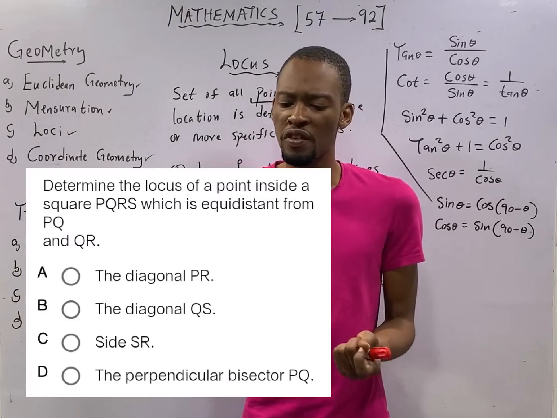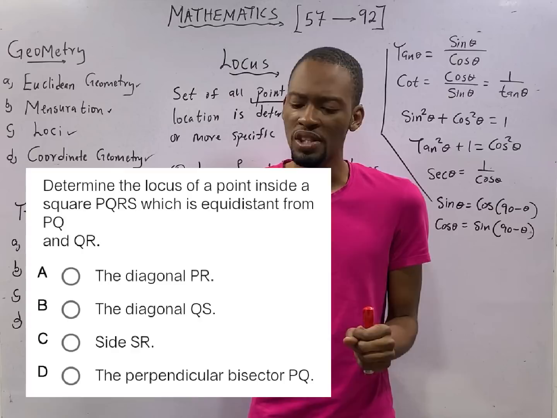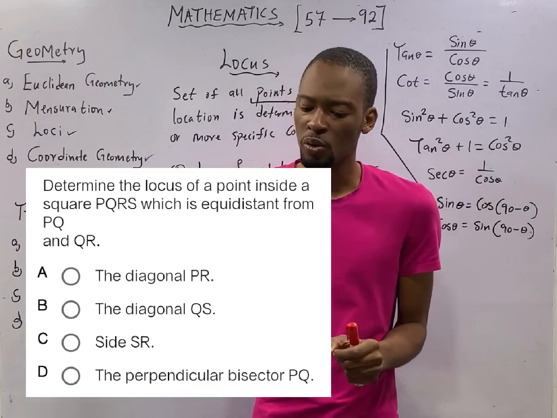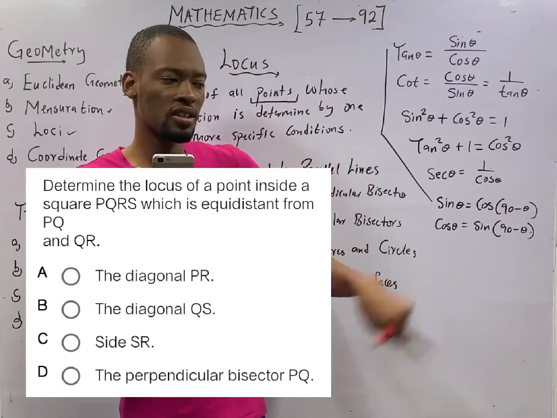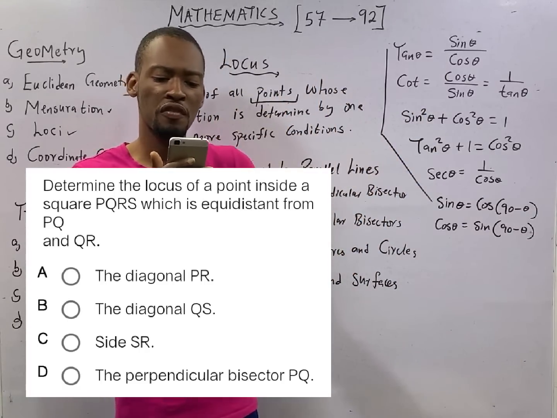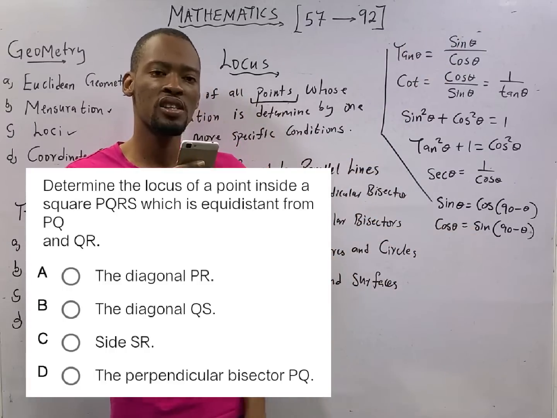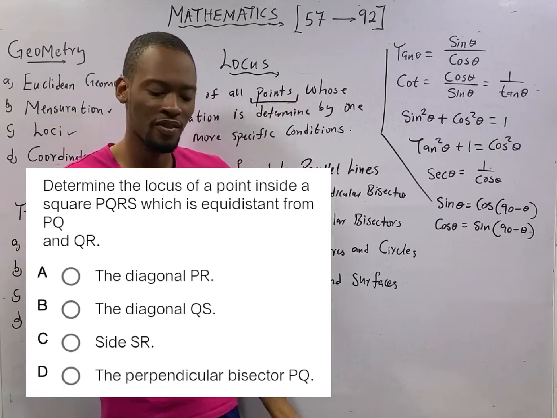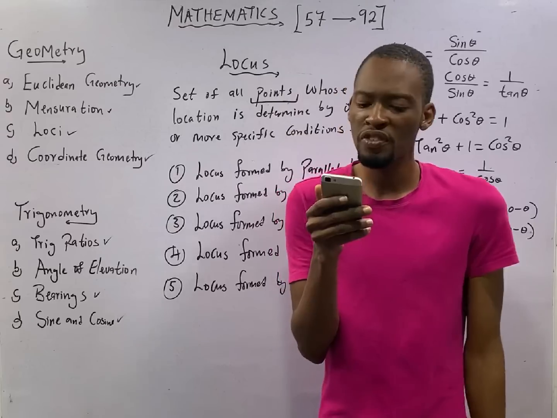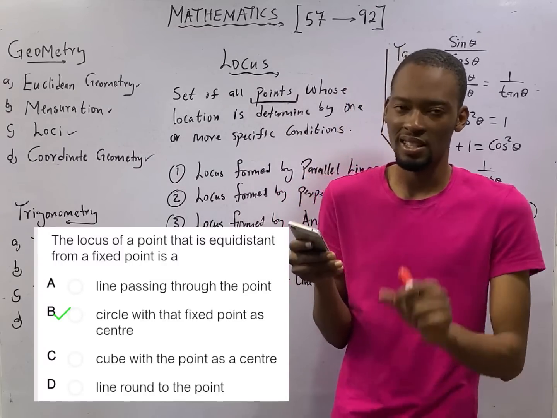Determine the locus of a point inside a square PQRS which is equidistant from PQ and QR. If you have a square PQRS and it is equal distance from PQ and QR, it is simply the diagonal QS. And the locus of a point that is equidistant from a fixed point is a circle with that fixed point as center.